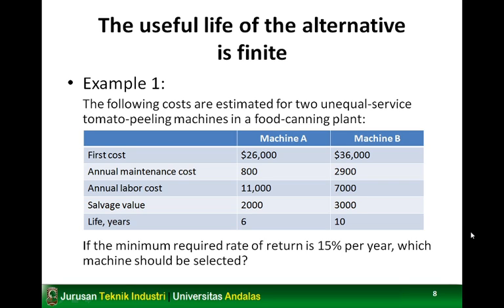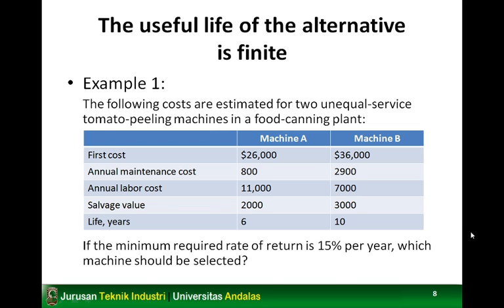So this is an example of the annual cash flow analysis when the useful life of the alternative is finite. So we have two machines, machine A and machine B. And as you can see from the presentation, we have the first cost, annual maintenance cost, annual labor cost, and the salvage value for each machine. And the life of machine A is 6 years, and the life for machine B is 10 years. So we need to do the annual cash flow analysis with the interest rate equal 15% per year.